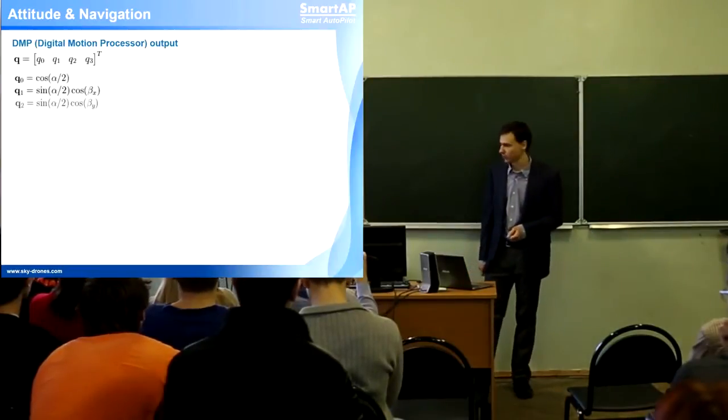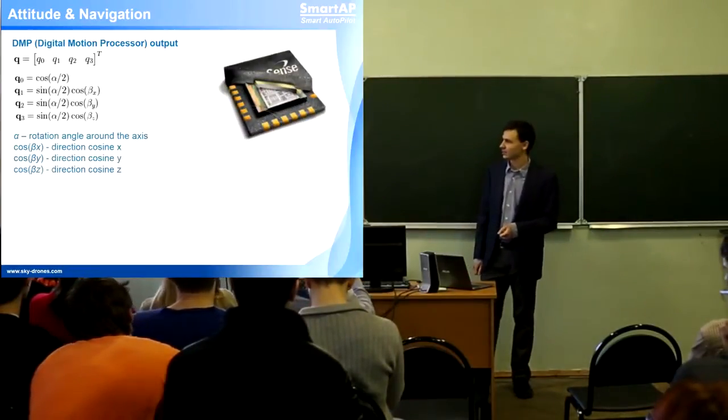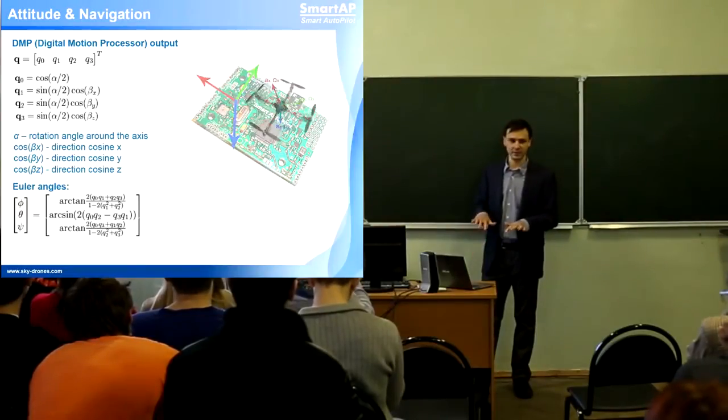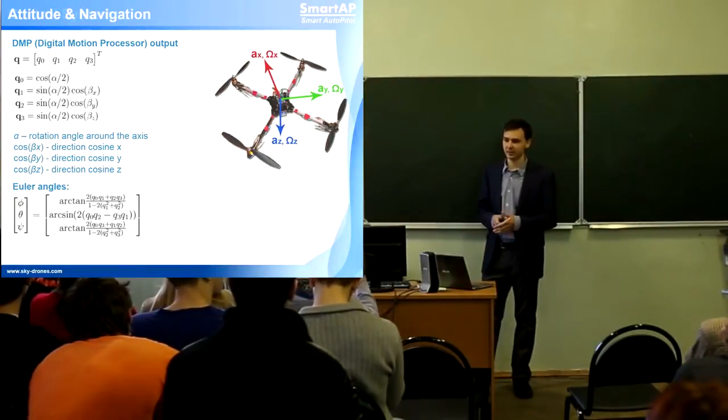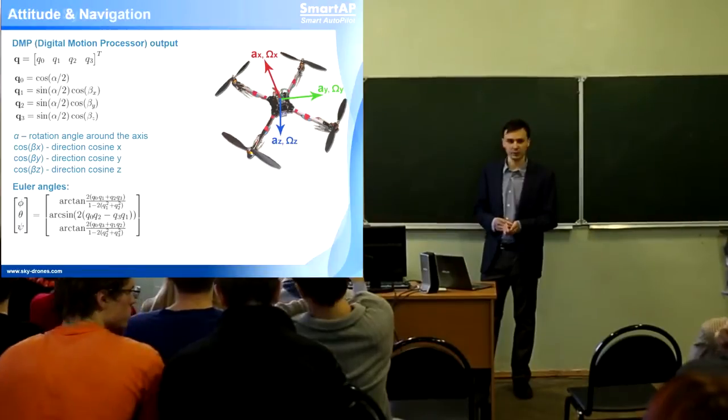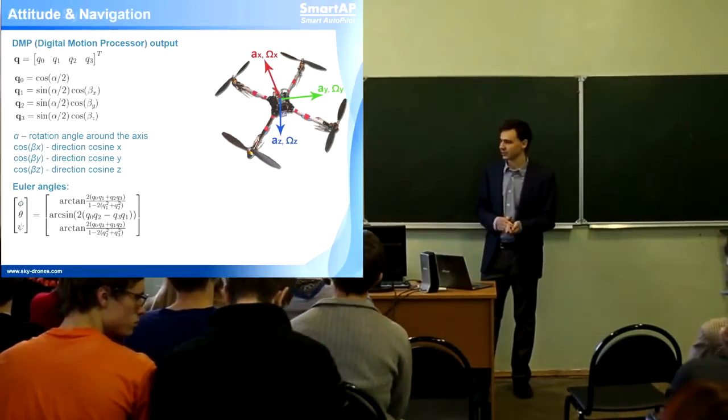So now let's get more into math, into the software. The most important part is to estimate how the vehicle is orientated in space in order to stabilize it. It's based on digital motion processor, which outputs the data in quaternion representation.